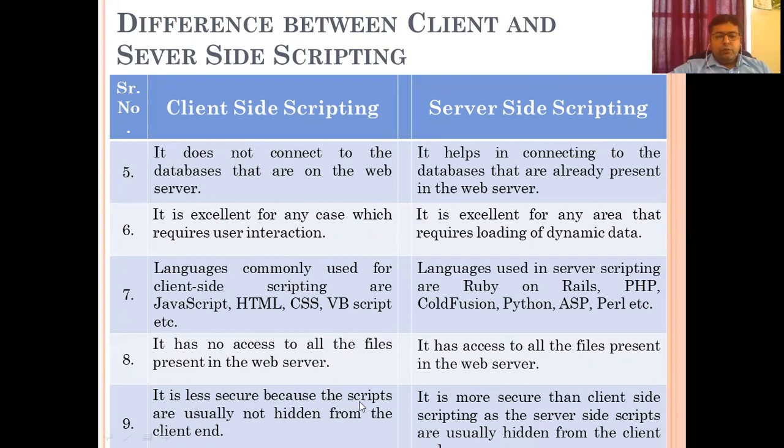Client-side scripting is less secure because the scripts are usually not hidden from the client end. It is not secure because if it is available in a local system, then anyone can change the script, right? While a web server is more secure than client-side scripting, as server-side scripts are usually hidden from the client and located on the server. So direct access is not possible. So server side is more secure compared to the client side. So these are the 9 basic differences that you have to remember from the exam point of view, right?